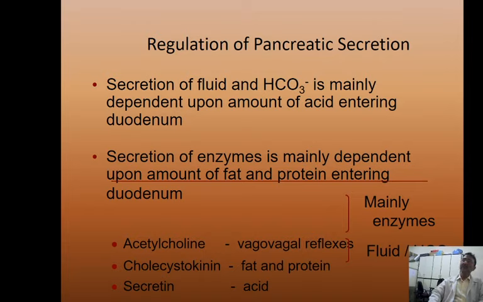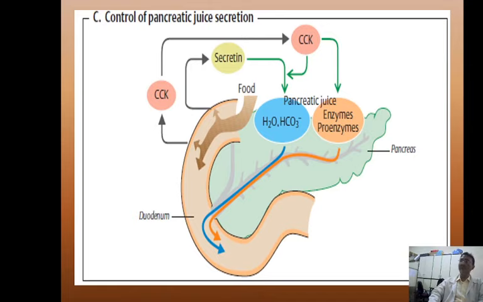So secretion of fluid and bicarbonate is mostly dependent upon the hydrogen ions which are entering into the duodenum. Secretion of enzymes is mainly dependent upon the fat and the protein which are entering into the duodenum. Here is a diagrammatic representation of the role of the hormones. So two important hormones are playing a role here.